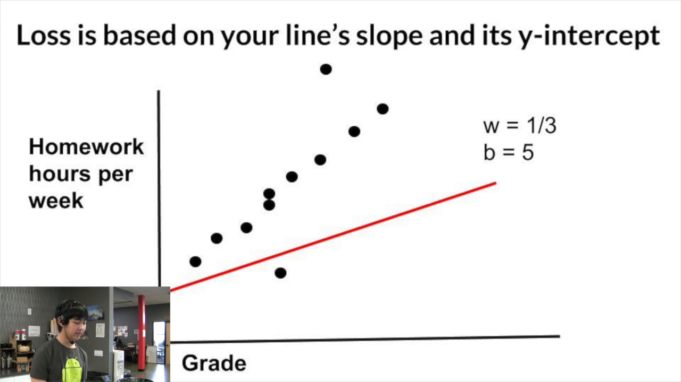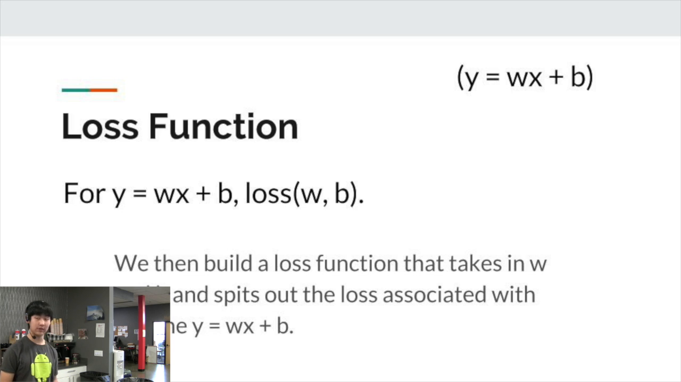In other words, given any w and any b, I can draw that corresponding line, and then I can calculate its loss. And so with that we introduced a new idea of a loss function. A loss function basically took in a slope and a y-intercept, built the corresponding line, and then calculated and spit out the amount of loss that corresponded to that line. So the amount of loss of this line would just be loss 1/3, 5. Okay, so does this make sense so far?